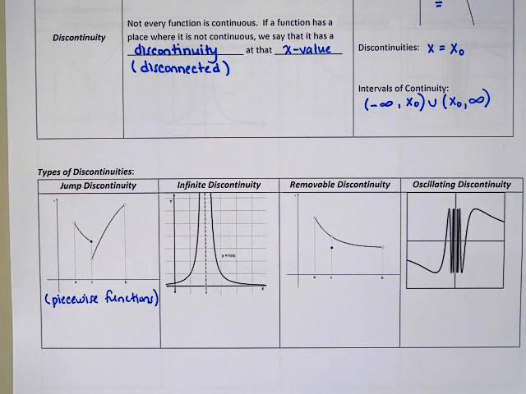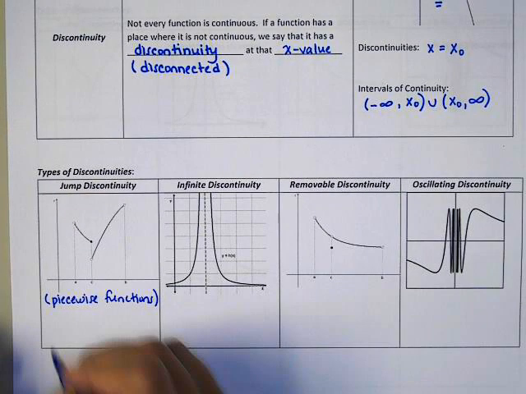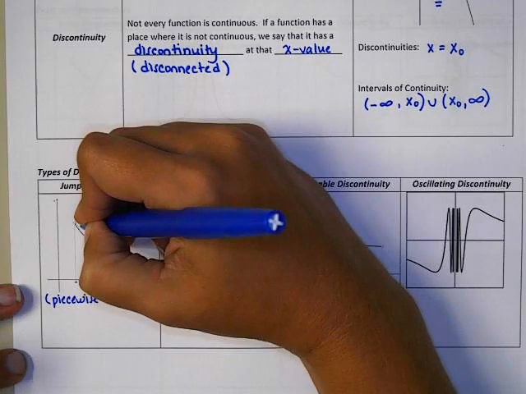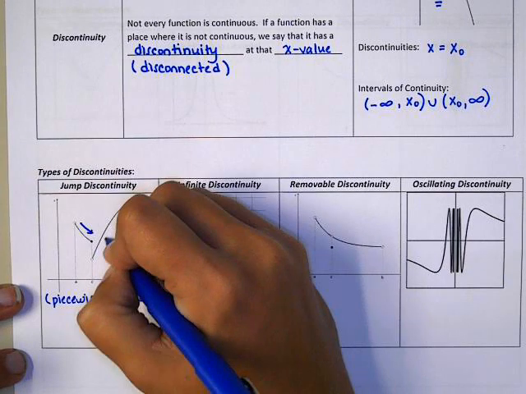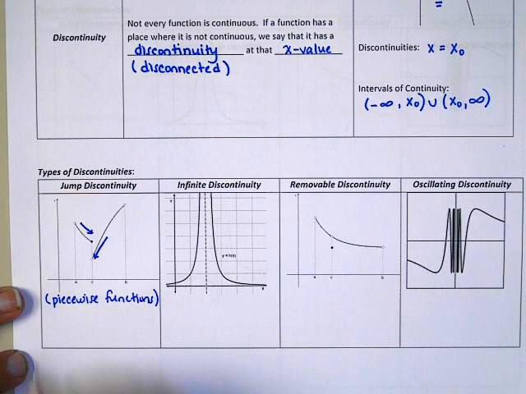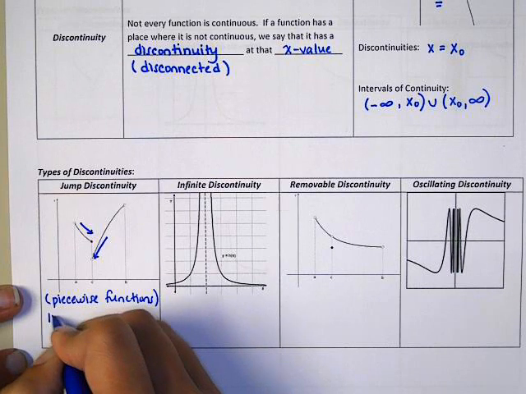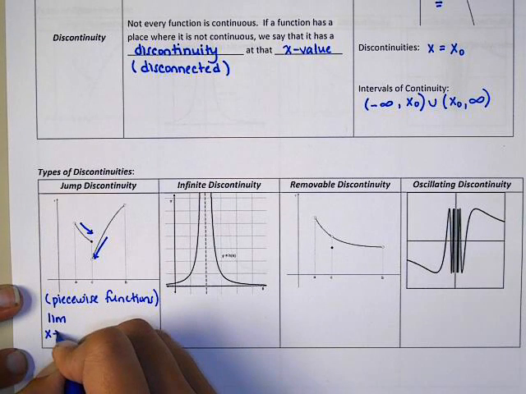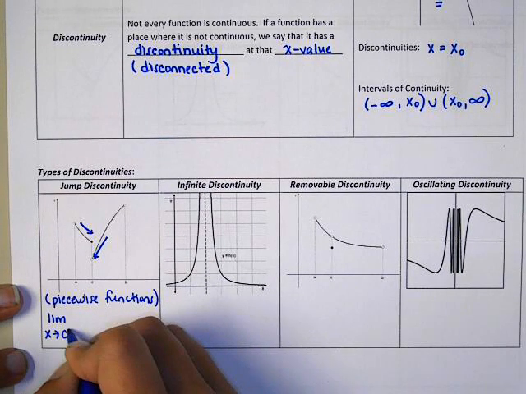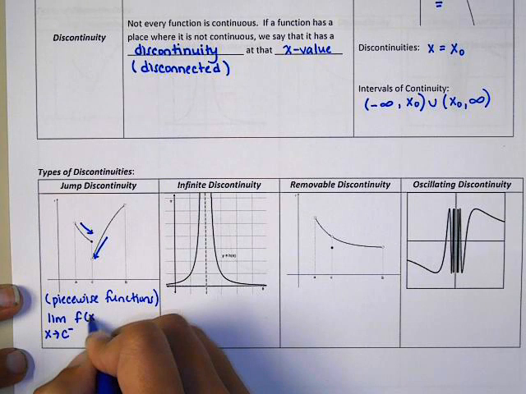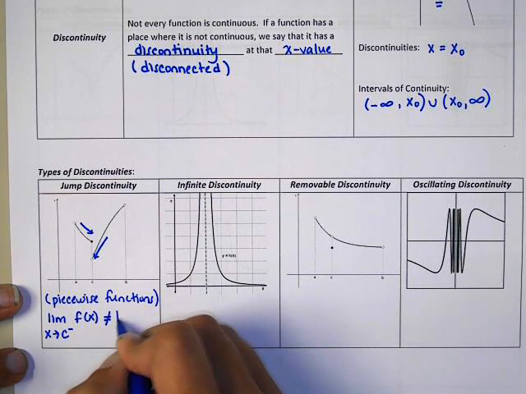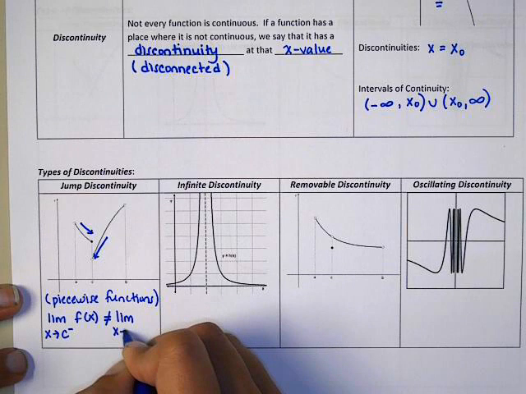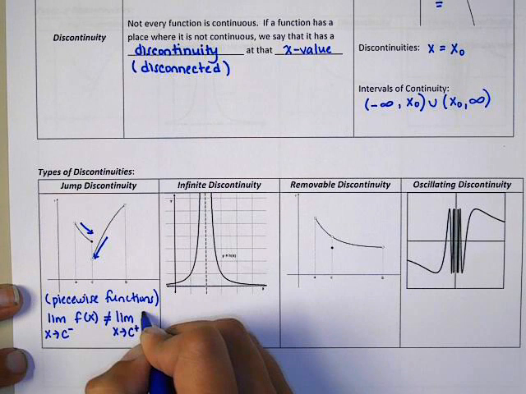Now if we were asked to explain why the function was discontinuous here, it would be because the limit from the left and the limit from the right are two different values. So we would say because the limit as x approaches, in this case c, from the left does not equal the limit as x approaches c from the right.